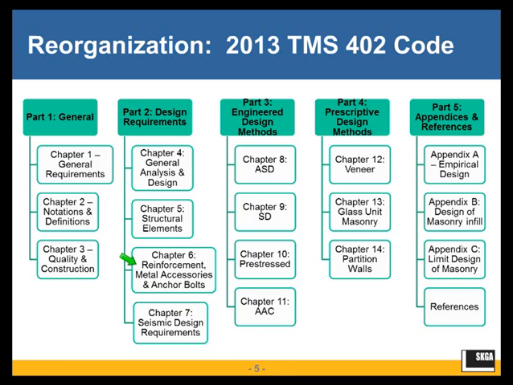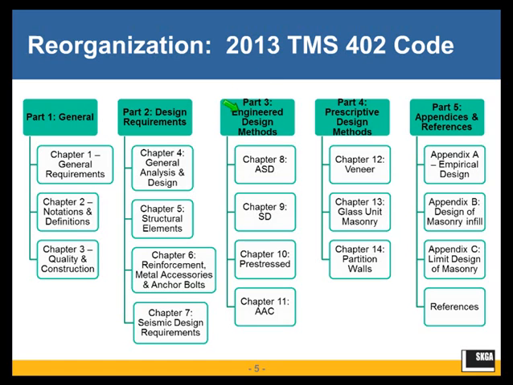Chapter 6 then is reinforcement, metal accessories, and anchor bolts. So there's really 2 parts of that chapter. The first part is reinforcement, so a variety of things related to that, hooks, things like that. And the second part then anchor bolts. And then all of the seismic design requirements were put in Chapter 7.